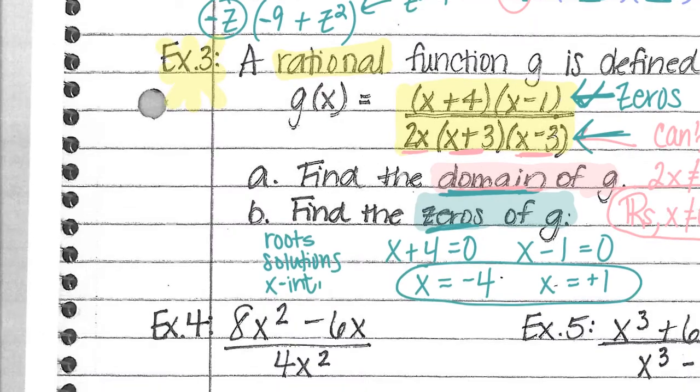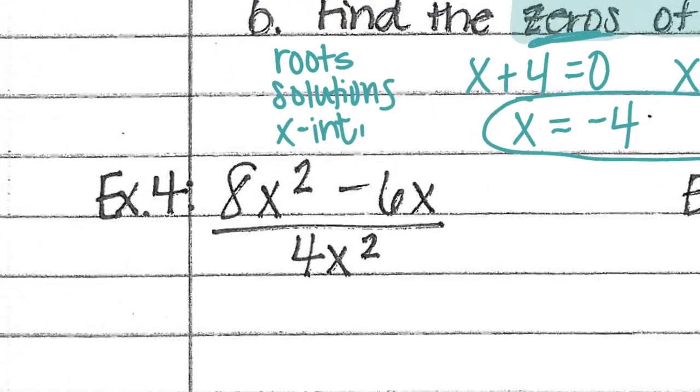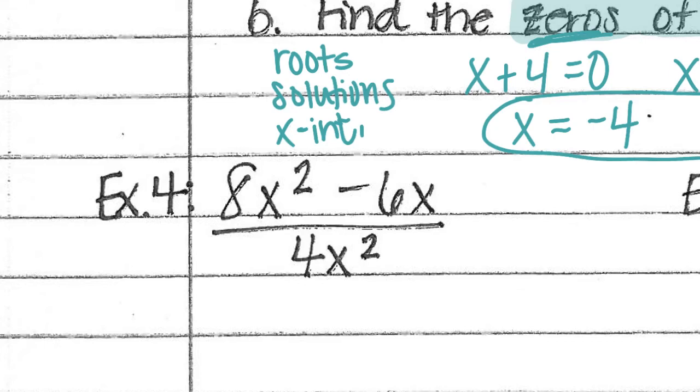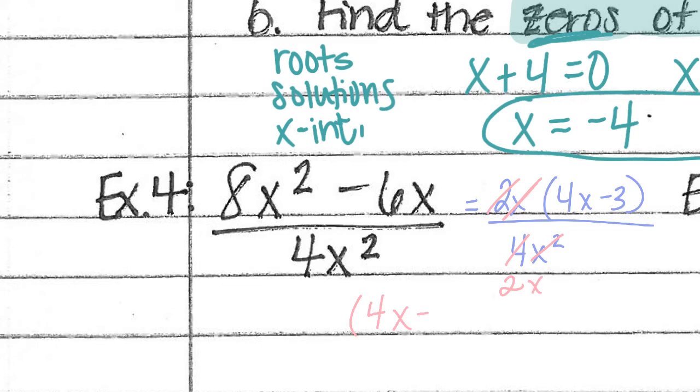Now we're going to go back to more reducing. Let's look at this one right here. The first thing I want to do is factor, and it looks like I could factor out probably a 2 and an x. So when I take out a 2x, I have 4x minus 3, and I have 4x squared. So let's reduce what we can. 2 and 4, x and x squared. So it looks like my answer is 4x minus 3 all over 2x.